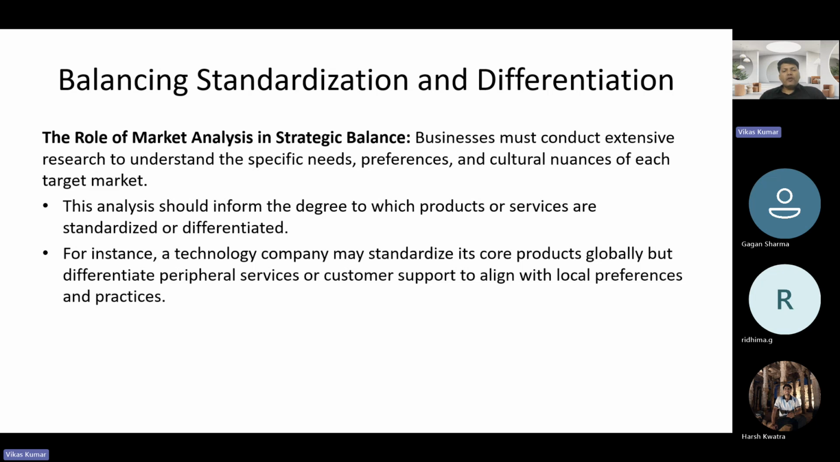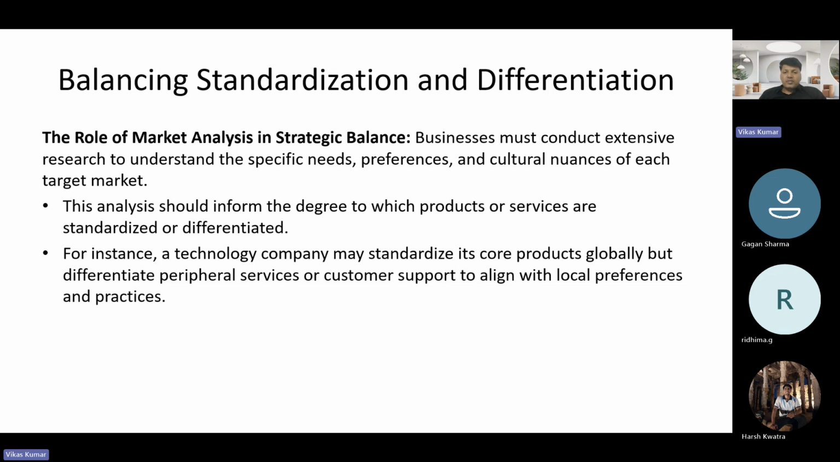This analysis should inform the degree to which products or services are standardized or differentiated. For example, a technology company may standardize its core product globally, but differentiating the peripheral services or customer support to align with local preferences and practices is necessary. Like when we talk about technology companies such as Google or Meta, within Meta Facebook or WhatsApp or Instagram, Snapchat, Apple, more or less technological companies from a technical point of view, not from the smartphone market or product market, from the service point of view I'm talking about.